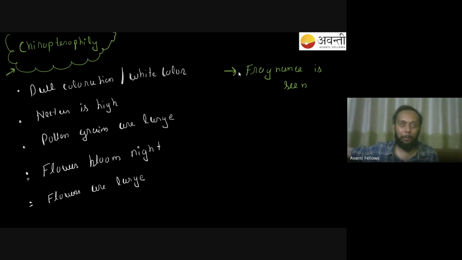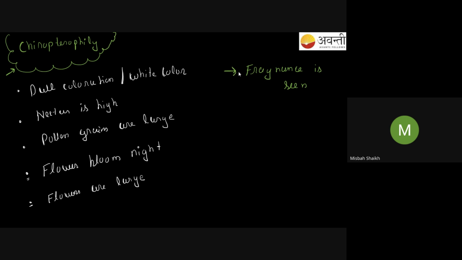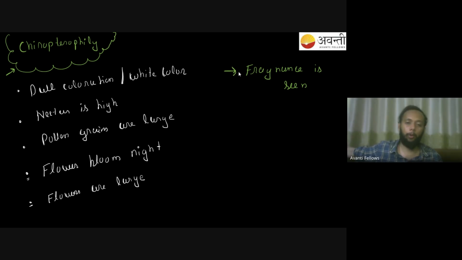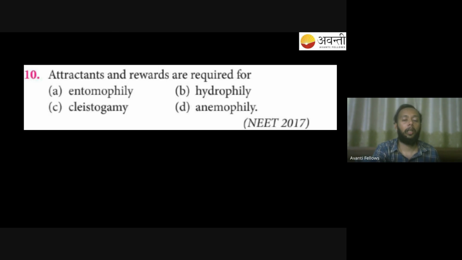One thing you have to tell me, what is the covering surrounding the pollen grain? Pollen grain के आसपास covering कौन सी होती है? Mucilaginous. Mucilaginous covering will be seen over there, right? So these are the traits you have to tell me about the water. बिल्कुल सही, बढ़िया.